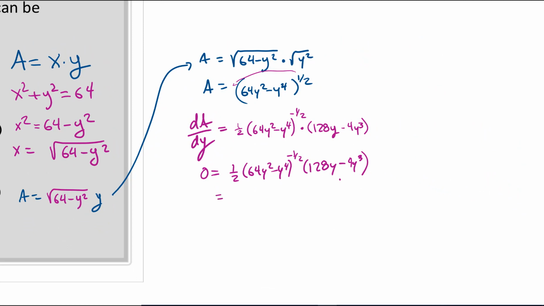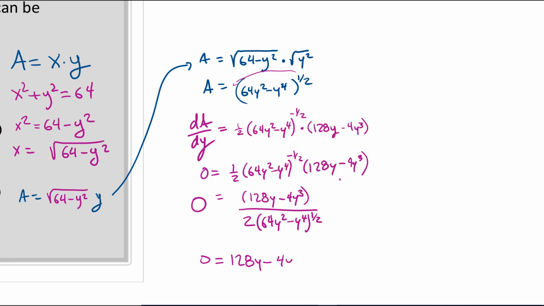Why? Because that means that needs to go down to the denominator. This needs to be in the denominator down with the 2. That's 64y squared minus y to the 4th, raised to the 1/2 power, or you could write that with a square root on it. Set equal to 0. Only the numerator makes something equal 0. Therefore, we have 0 is equal to 128y minus 4y cubed.